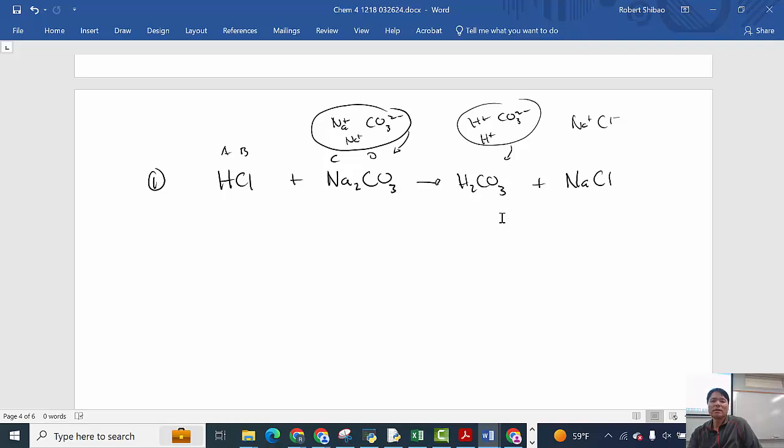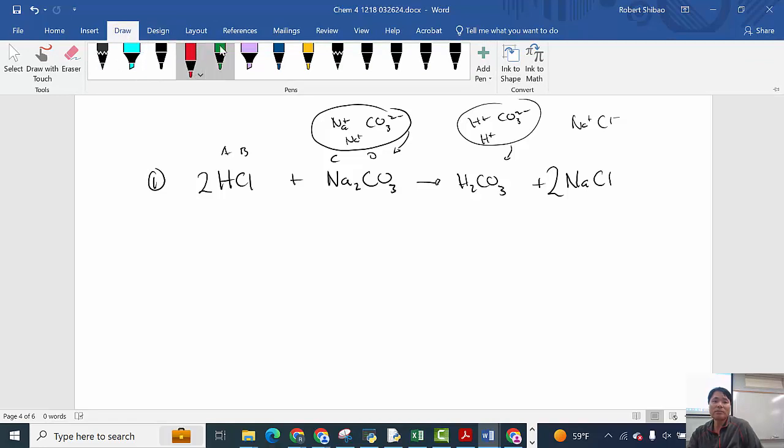When I balance it, I have 1 hydrogen ion here. How many hydrogen ions do I have over here? 2. And so I'm going to multiply this by 2, which gives me 2 chlorides. How many chlorides do I have on the right side? 1, so I'll put a 2 in front here. And then I have 2 sodiums and 1 carbonate. So now it's balanced.